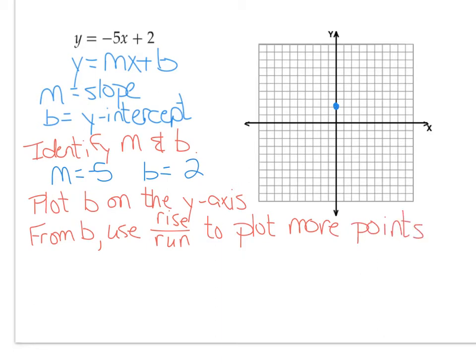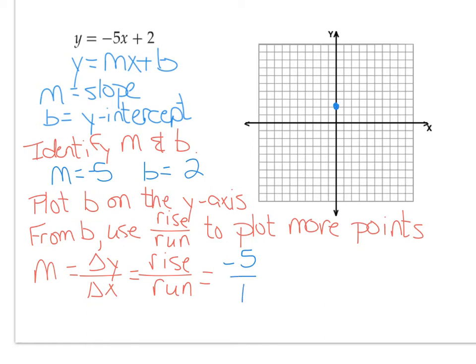Now, what's my m? M is slope. Remember, that's delta y over delta x, which is my rise over my run, right? But in this case, they gave me a -5. Well, that's a whole number. That's only one number. We need a fraction. We need a rise and we need a run. How do we write a whole number as a fraction? We put it over 1. So if they give you a whole number, put it over 1.